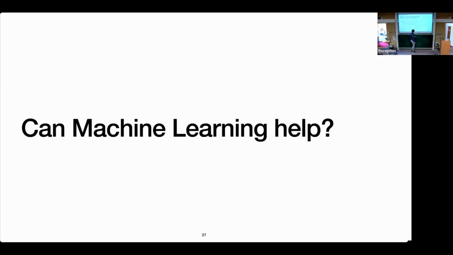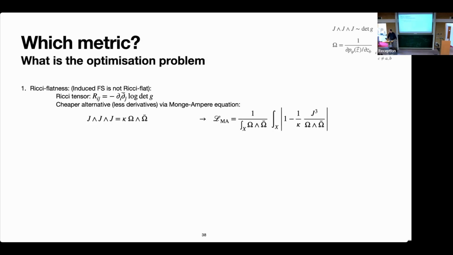And this is what we can do with machine learning. So very briefly, we ask the question: can machine learning help? This seems very prone to do this. Let's have a look. Again, same exercise: write down the optimization problem that you want to solve. In this context, you can do this, for instance, by looking at the Ricci tensor and seeing whether it is vanishing. The other way of doing this is by evaluating this Monge-Ampère equation, which balances these two metrics. The advantage of this is that it involves fewer derivatives, so computationally it's a little bit cheaper. We can do both, but this is more efficient.